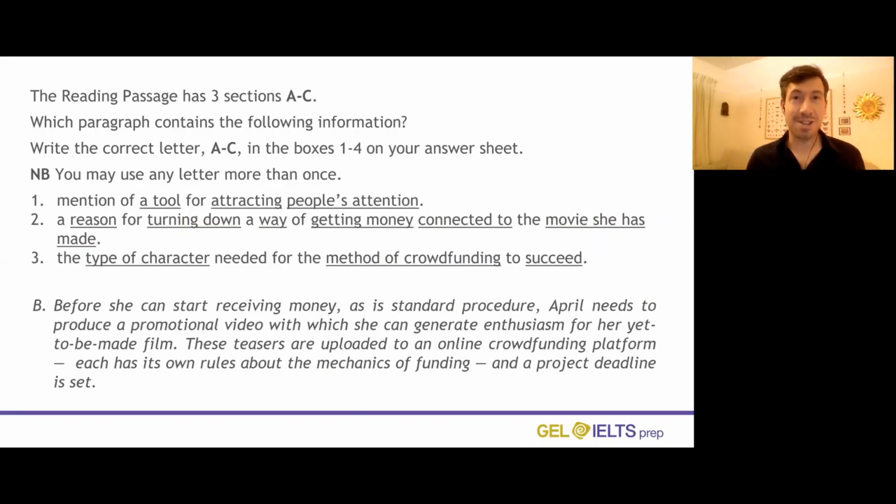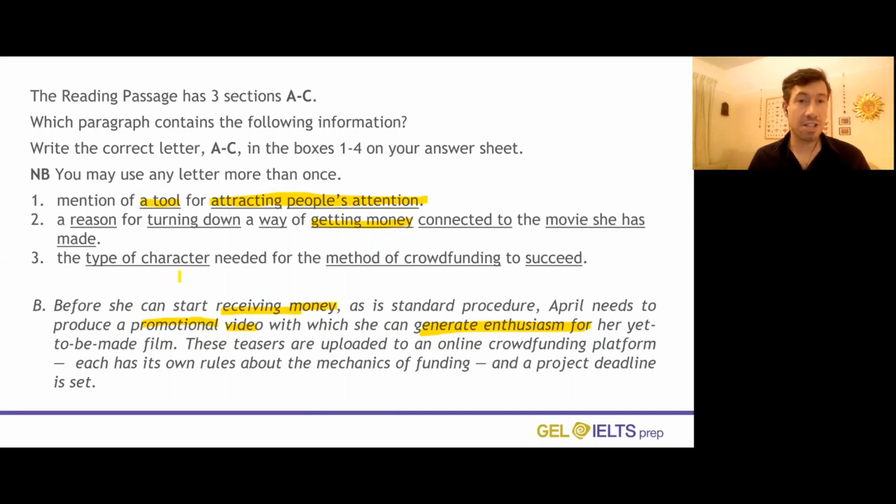Okay, let's look at this one together. So it says before she can start receiving money, we've got the word money here, and receiving money, getting money. So you'd think maybe this is the correct answer because it's got those synonyms there. As a standard procedure, April needs to produce a promotional video. Now, promotional is a way of attracting people's attention, which she can generate enthusiasm for. So again, attracting people's attention, generate enthusiasm for yet to be made film. And the video here would be the tool.